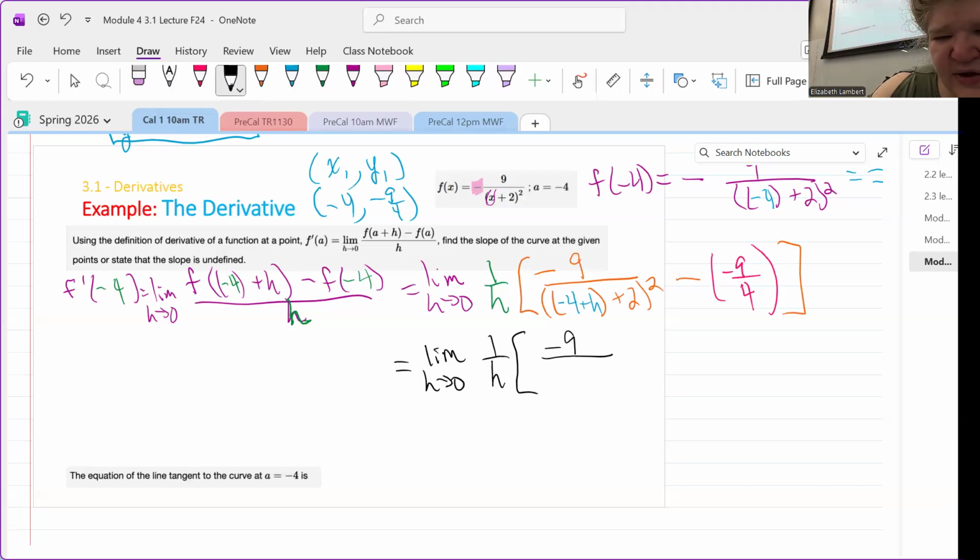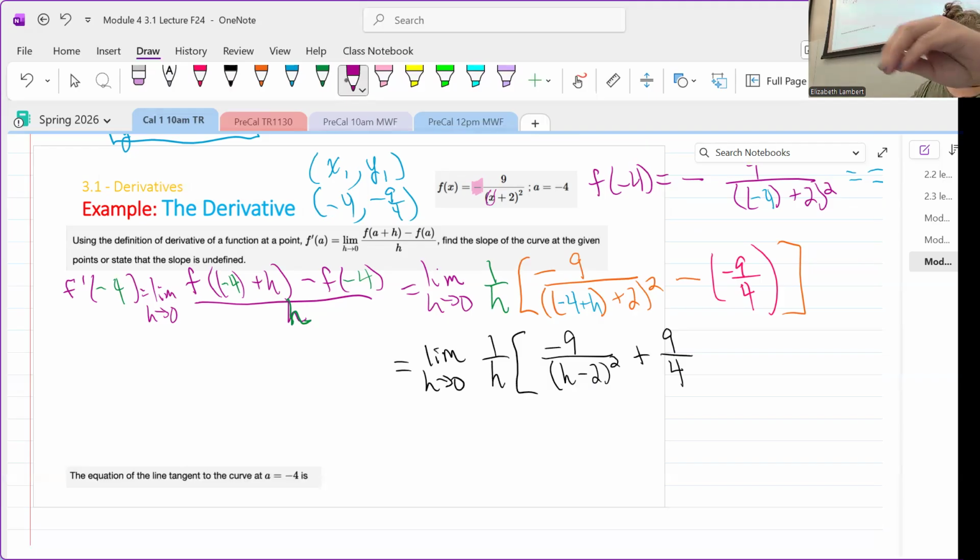So I have -9 over -4 plus h plus 2 will be h minus 2 squared. And then minus -9/4 becomes plus 9/4. So right now, if I plug in 0 for h, I've still got that 1 over h out front, still not in a defined form.